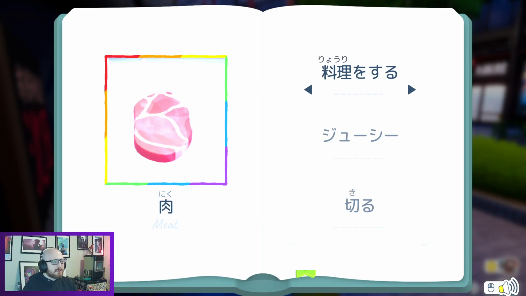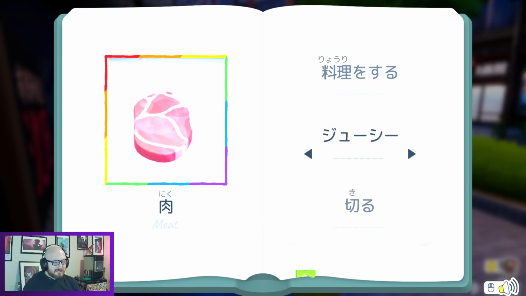料理をする. Ryori o suru. It feels weird to my tongue. I don't like it. Ryori o suru. This means to cook.